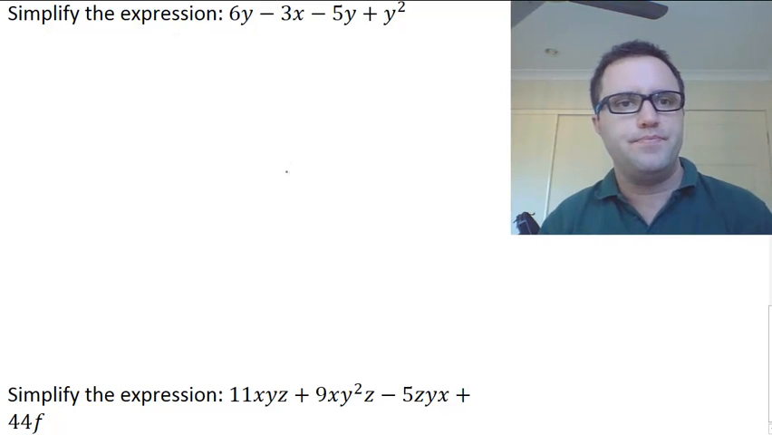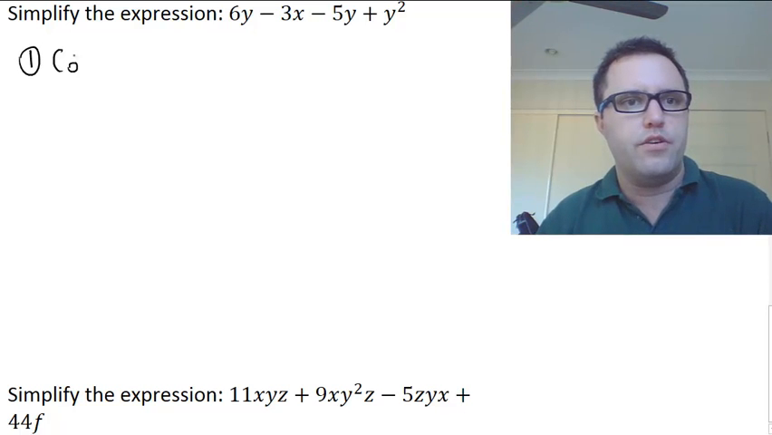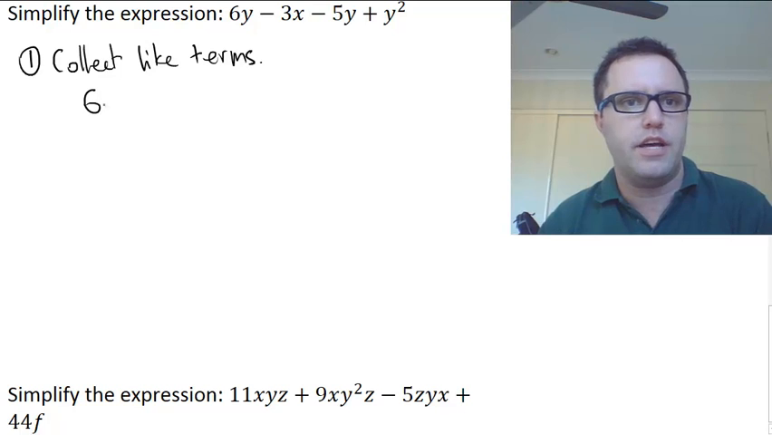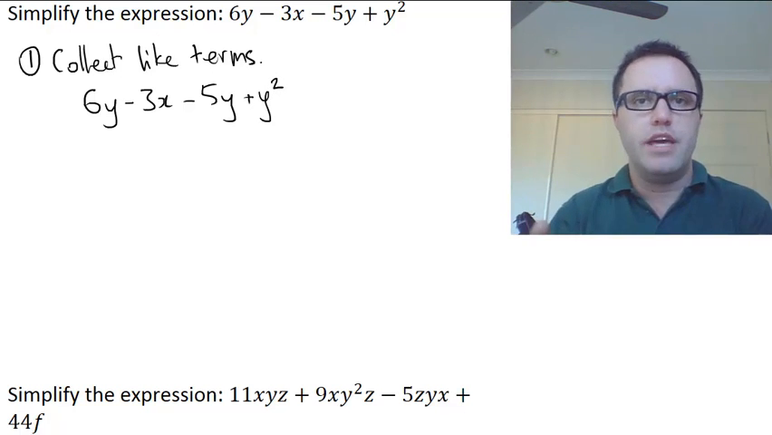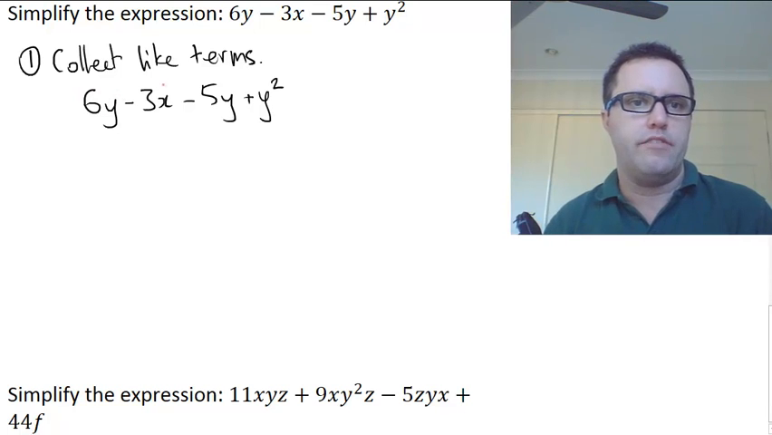Okay, the first thing to do when we're solving one of these is we do something called collect the like terms. So if we have our 6y minus 3x minus 5y plus y squared, to collect the like terms means to get all the like terms and put them together. Now let's have a look at what we've got here. 6y, we have a y here and an x here, they are not like terms. A y and a y, this one and this one, are like terms. And y squared is not a like term with any of them either.